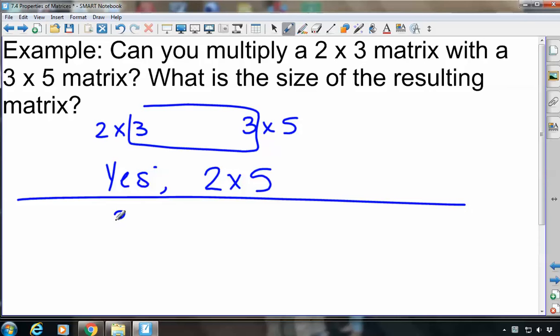Now let me ask you a question. If I flip the order and I put my 3 by 5 first and my 2 by 3 second, could you multiply them? No. In that case, you would just tell me no solution if I asked you to do it in that order. So the order is very, very important when we go to multiply these.